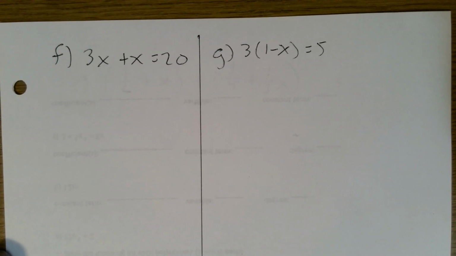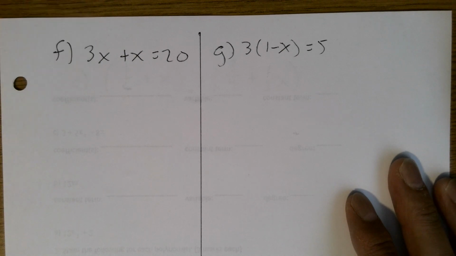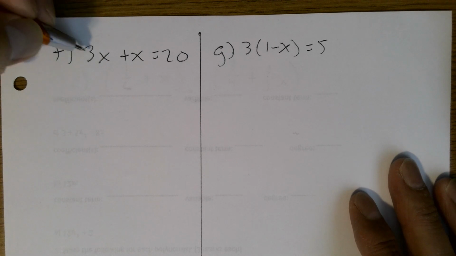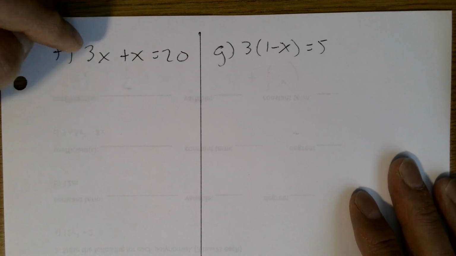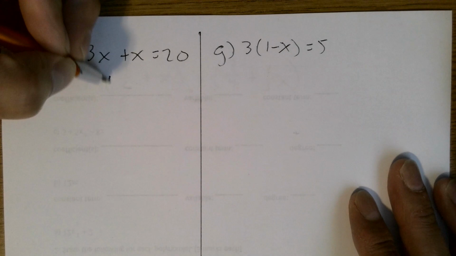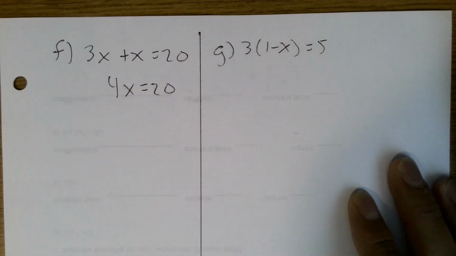F, 3x plus x equals 20. Hopefully you recognize the left-hand side as something we can simplify from the last polynomials unit. One way to think about it is we've got 3 French fries and 1 French fry, which would obviously be 4 French fries, or 4x. The other way we talked about it was we drew the same shape around the 2 x's, so we'd have 3x plus x is 4x. Either way, we end up with 4x equals 20.